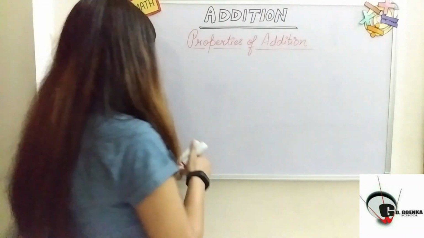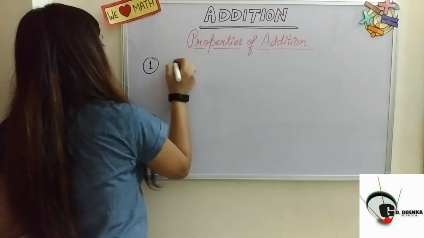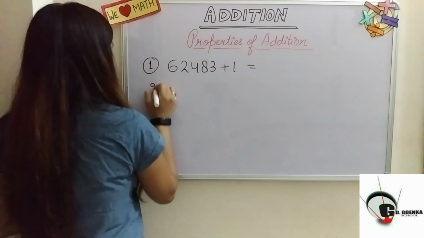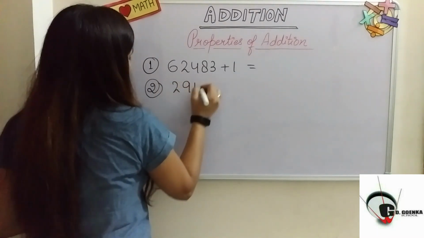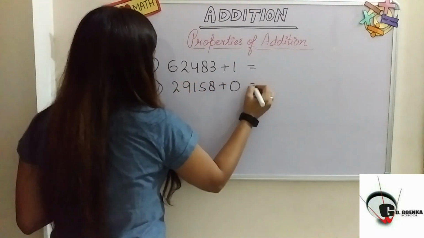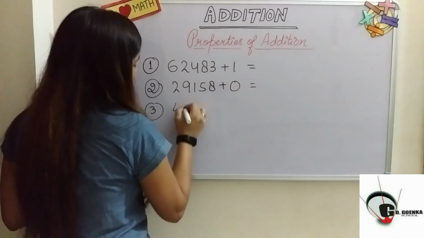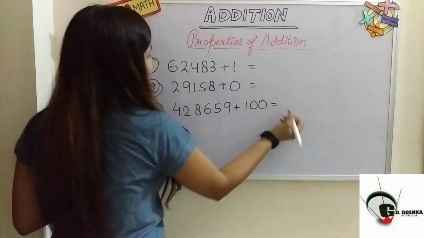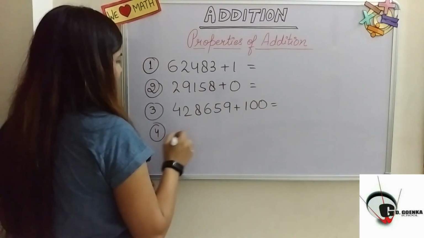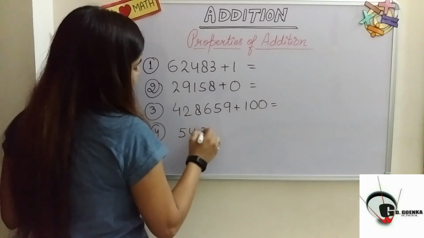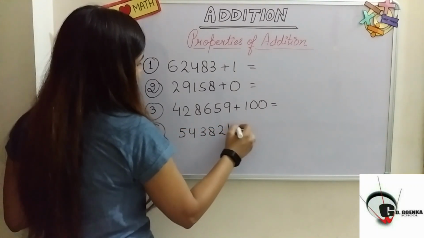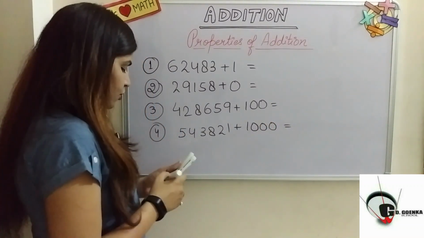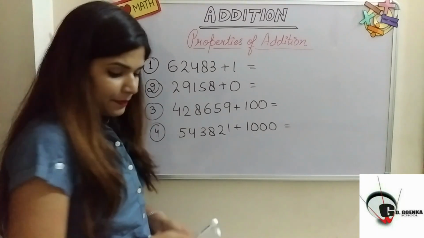So let us see what the examples are. Suppose I have a number. First question is 62483 plus 1. Second question is 29158 plus 0. Third is 428659 plus 100. I am taking the numbers randomly like this. It is not pre-planned. Fourth is 543821 plus 1000. So let us see with the same examples.